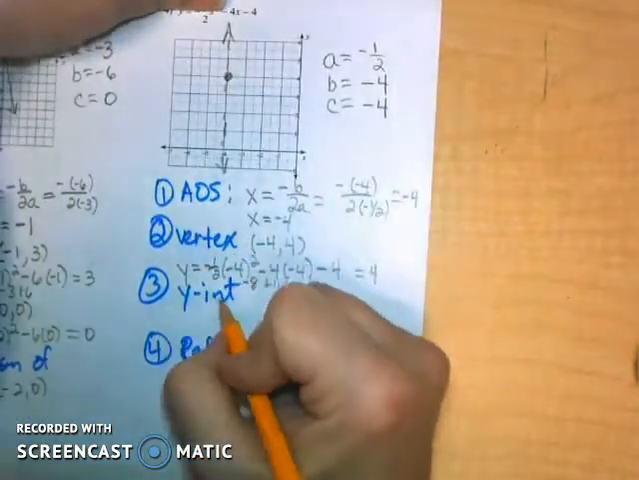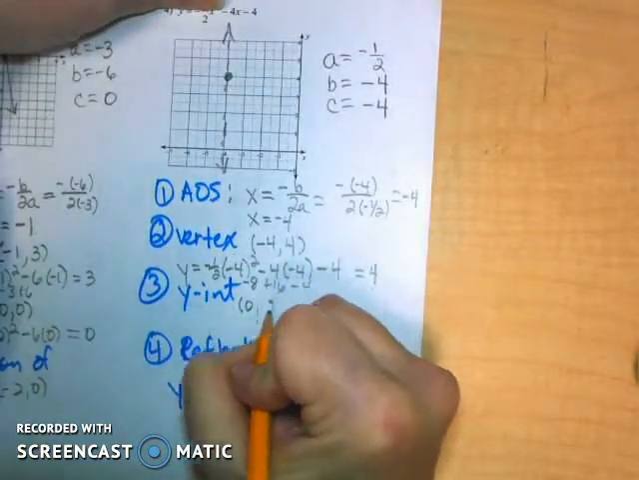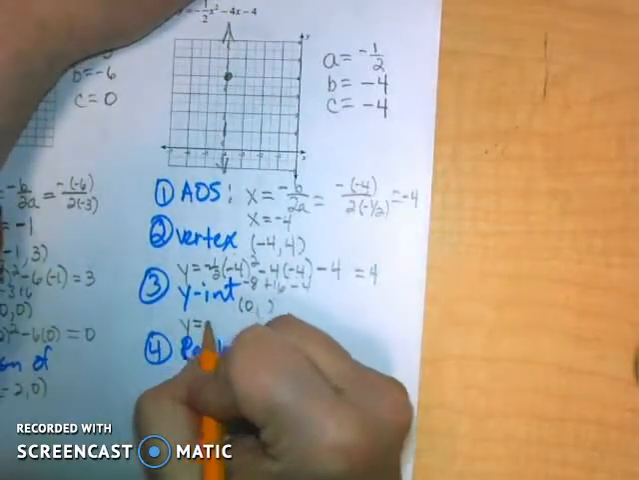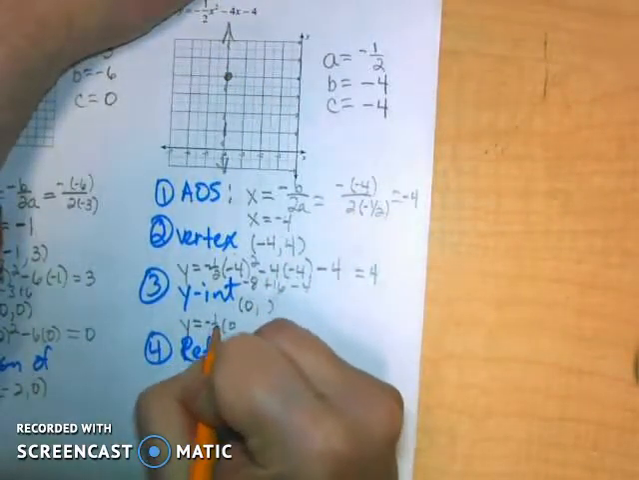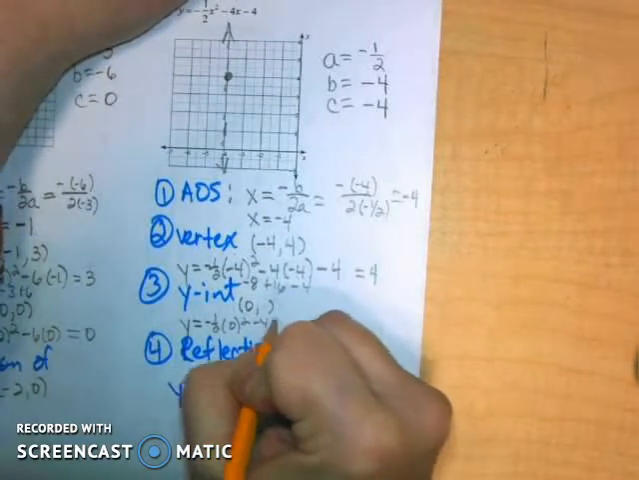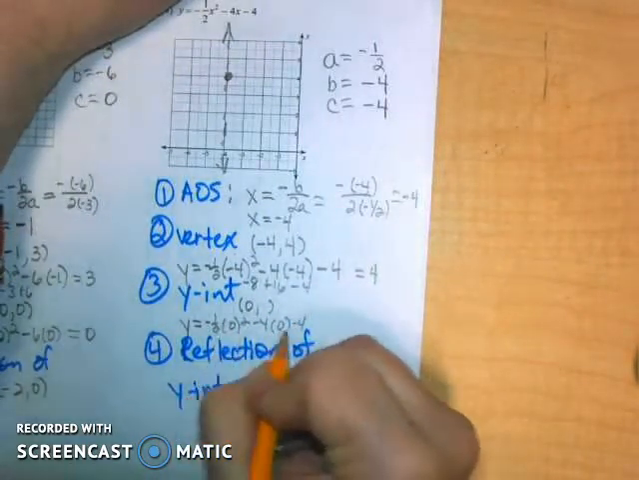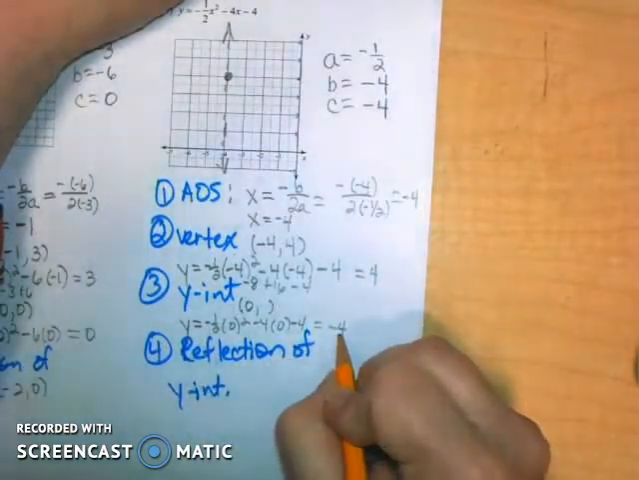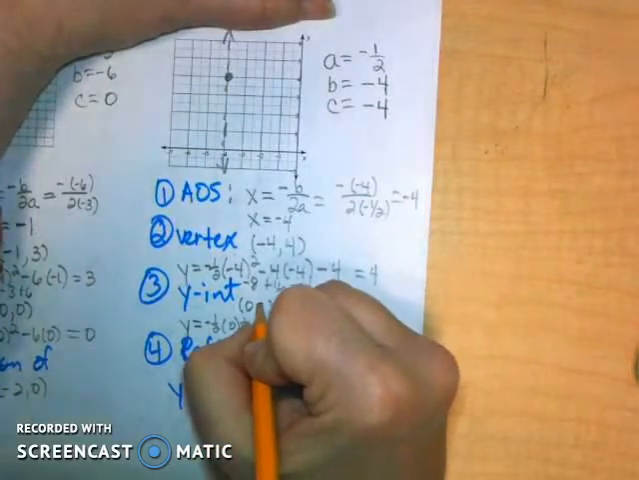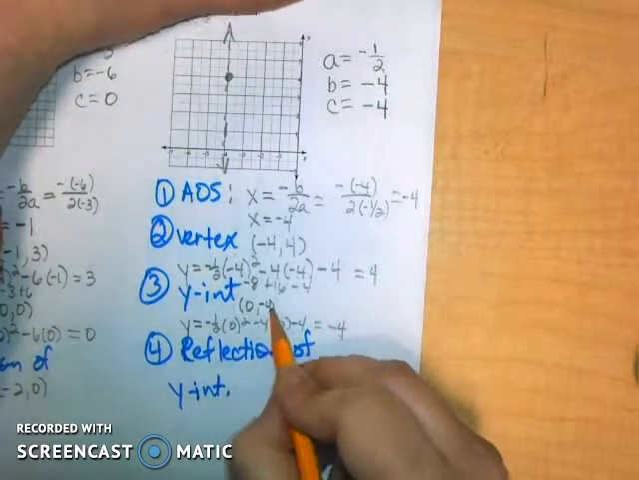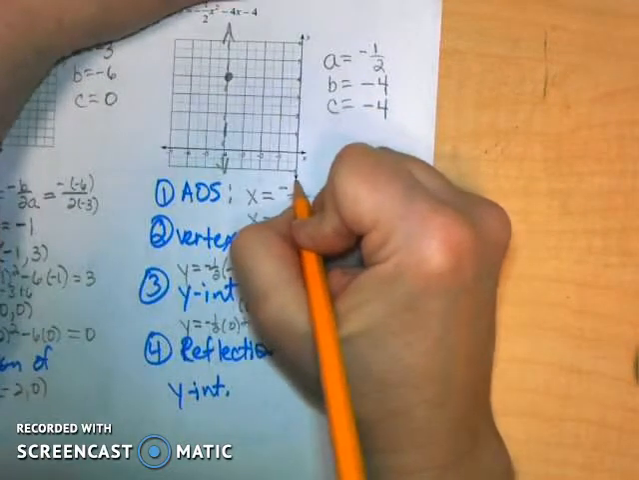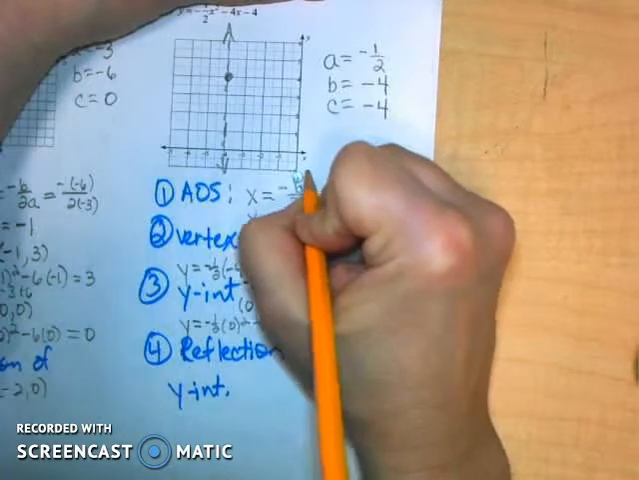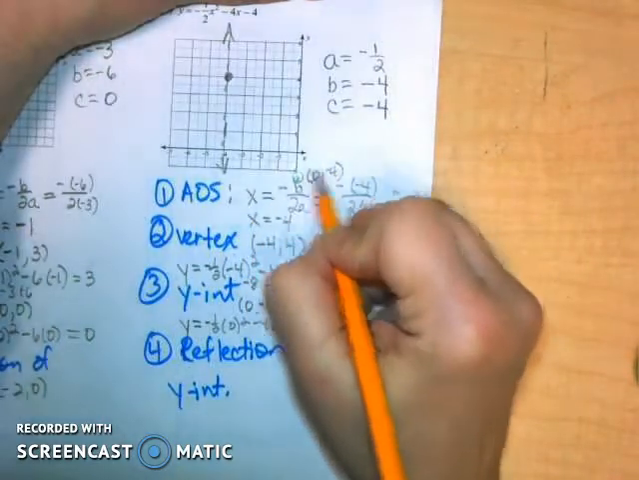Okay, the y-intercept we know is where x is equal to 0. We're going to plug 0 into our equation and find the y value. So that's y is equal to negative 1/2 times 0 squared minus 4 times 0 minus 4. All of this right here is zeroed out, so really it's just going to be a y value of negative 4. So our y-intercept point is at the point 0, negative 4, which isn't on my graph. So I'm just going to put it right here and label it as 0, negative 4.